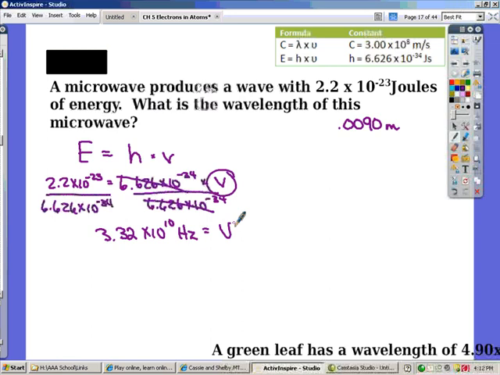Now I can just take that frequency, put it into my speed of light formula, and solve for my wavelength. Okay, well, I hope that helps.